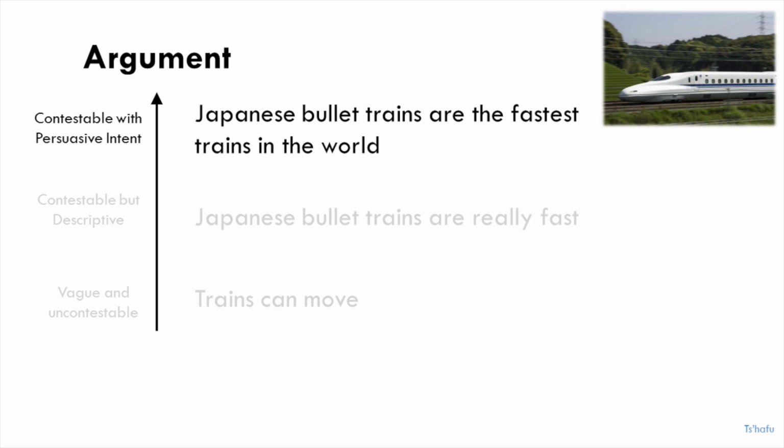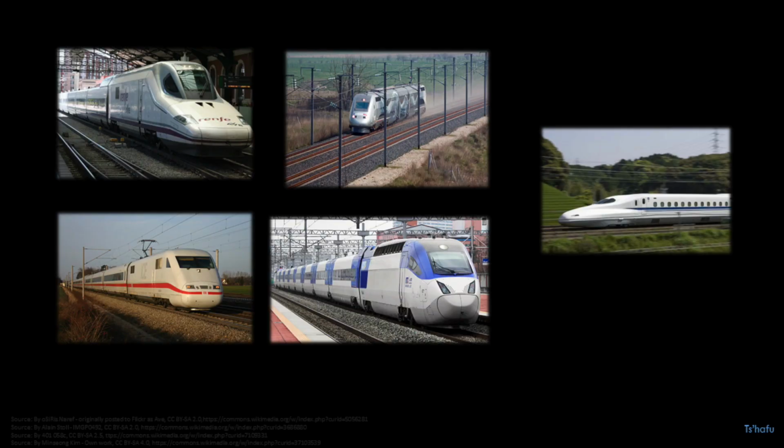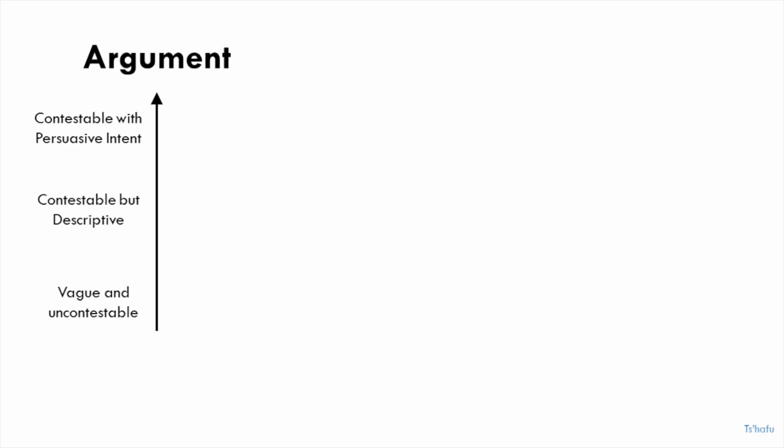Now we're talking to an audience. Now we're saying, for all of you who are saying that there are other trains faster than the Japanese bullet train, guess what? You're wrong. That's what we're saying. And they can prove us wrong. But notice, we are speaking to a specific audience. And so here it is then. We have the three versions, and our goal is to move up. We want to have a thesis that is both contestable with a persuasive intent.